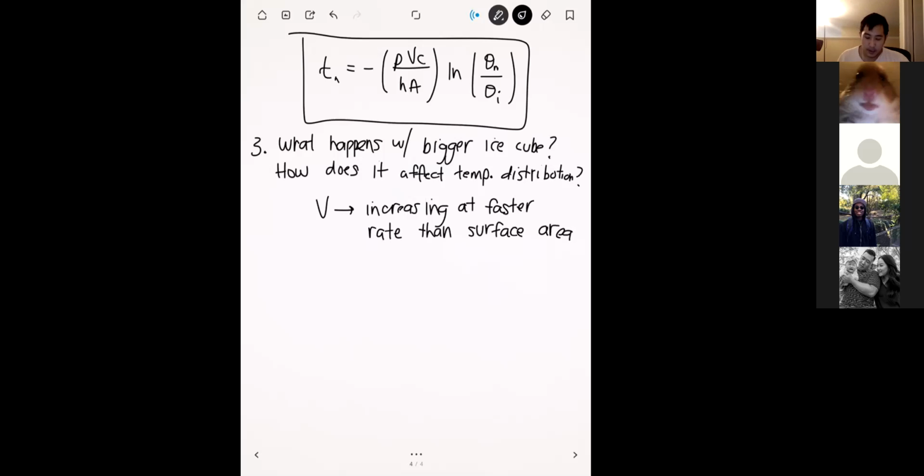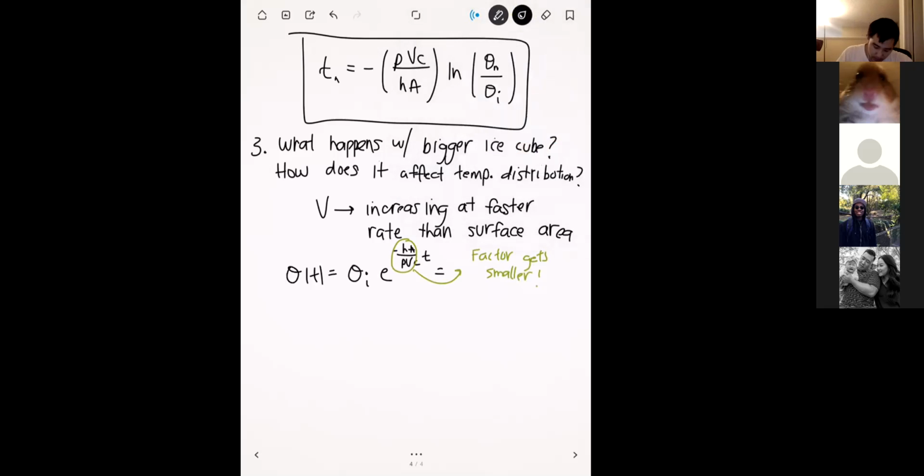Okay. And so in other words, if we have our solution that looks like this, so we have theta of t is equal to theta I e to the minus HA over rho VC t, okay? And so that's our temperature solution here. If V is increasing at a faster rate than A, then what's happening is that this exponent right here, or this coefficient from the t, is getting smaller. Okay, because remember, volume is on the bottom.